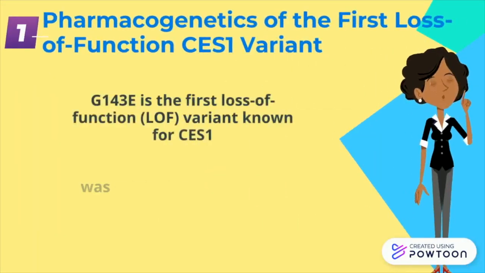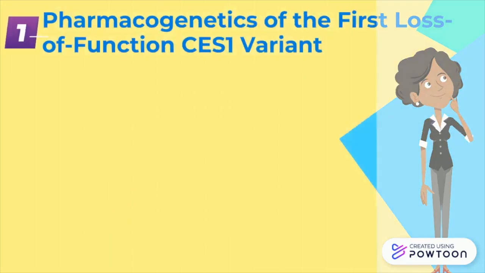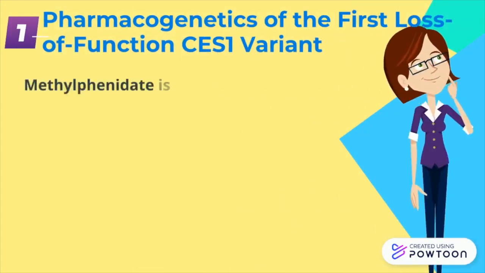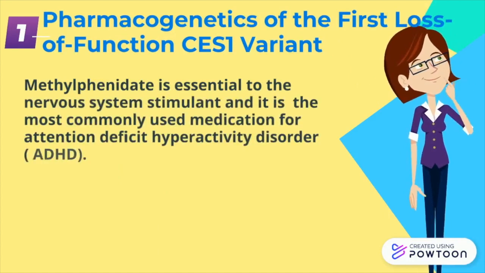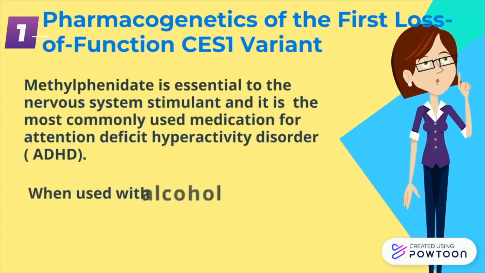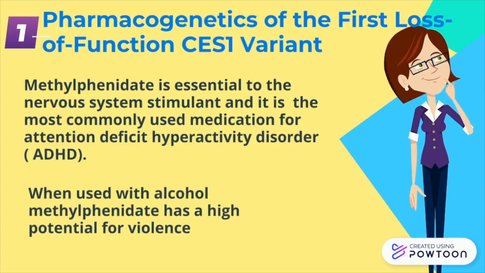G143E is the first loss of function variant of this enzyme and was originally discovered in a routine pharmacogenetic study of healthy individuals. Methylphenidate is a central nervous system stimulant, and it is the most commonly used medication for ADHD. It has been found that when used with alcohol, it has a high potential for violence.